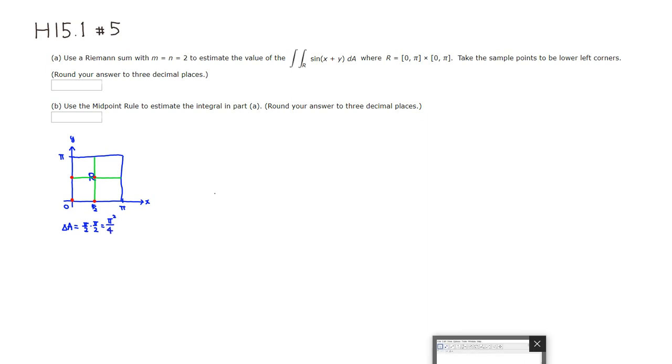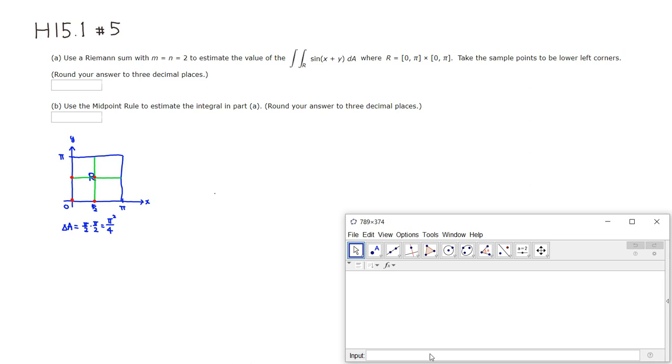I'm going to go ahead and use GeoGebra here. First I'm going to define a function: f of x comma y is equal to sine of x plus y, and I'm going to hit enter. Then I'm going to first multiply by pi squared over 4, so that's the delta A value.